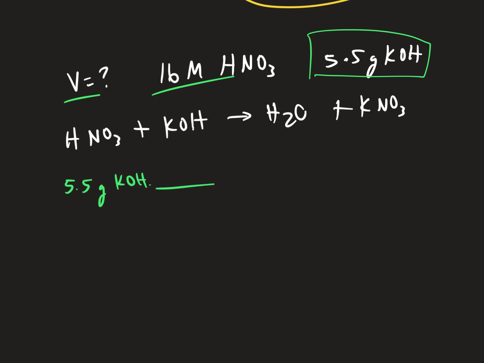What can we convert to? Look at our mole roadmap. Grams to what? Moles. That's the only thing we can convert to, right? And the molar mass is 56.11 grams of potassium hydroxide to 1 mole of potassium hydroxide.